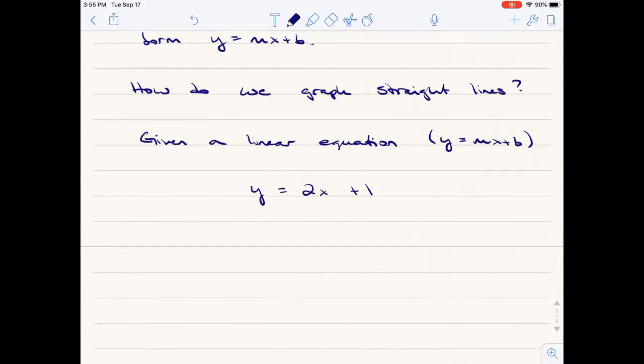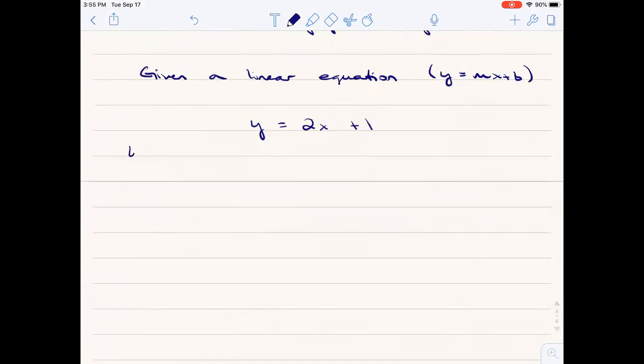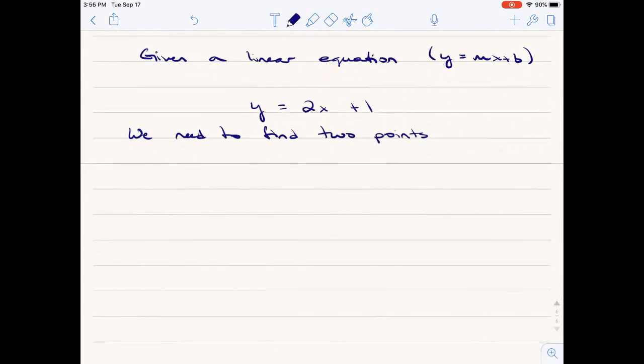To draw y equals 2x plus 1 on a graph, we first need to find 2 points that are on this line. Okay? And so we need to find 2 points on this line, then use a straight edge to connect them.